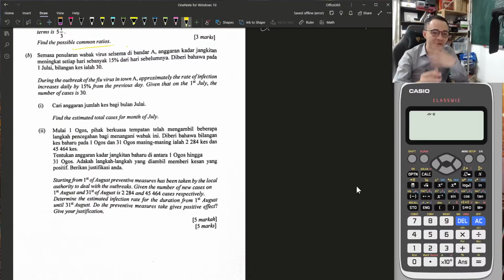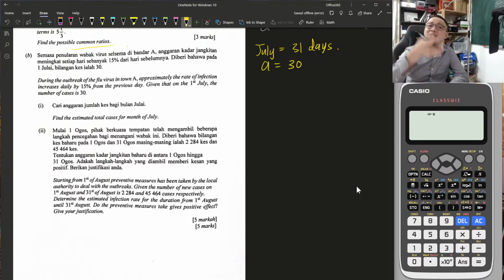First thing is we know it's increasing every day by 15%, isn't it? So first we need to know how many days July has. July has 31 days. So our a is 30. Now I want to sum from the first day of July until the last day of July, so it's the sum of 31 terms, S31. Since it increases by 15%, r is 100% plus 15%, which is 115%. In decimal, that is 1.15.